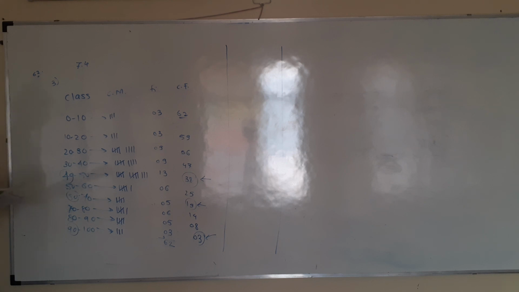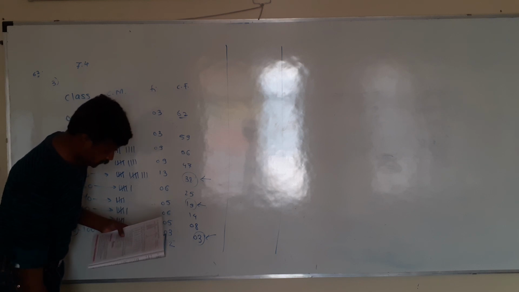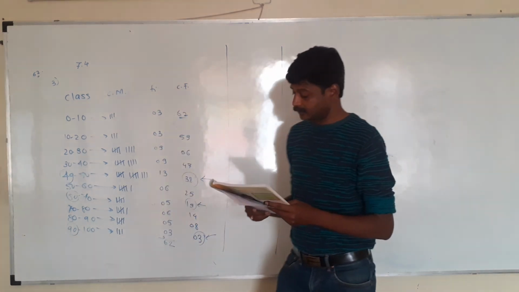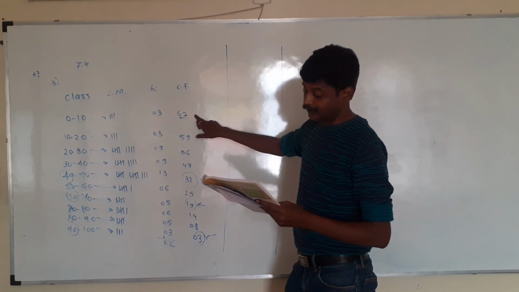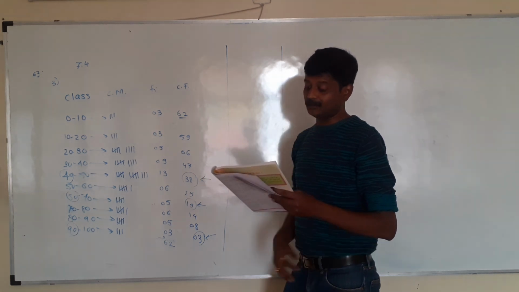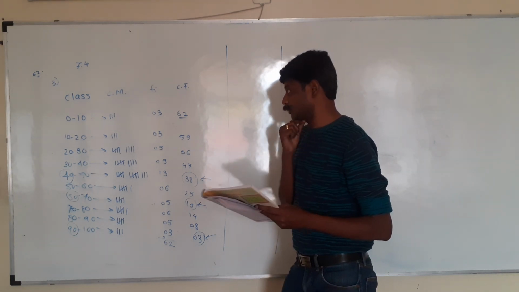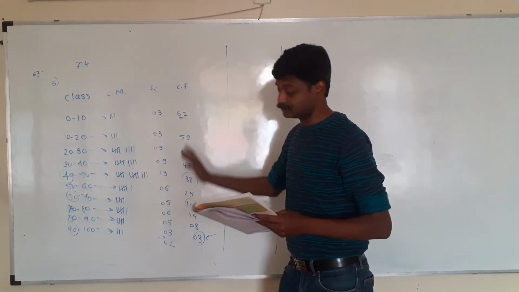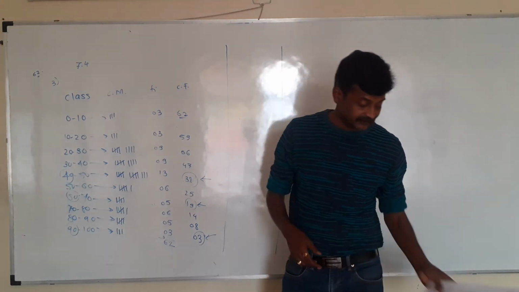What is the cumulative frequency of equal to or more than type of the class 0 to 10? Cumulative frequency of the class 0 to 10, that is equal to 62. For that class the cumulative frequency comes 62, that is addition of all the frequencies. So here we completed question number 3 of 7.4.